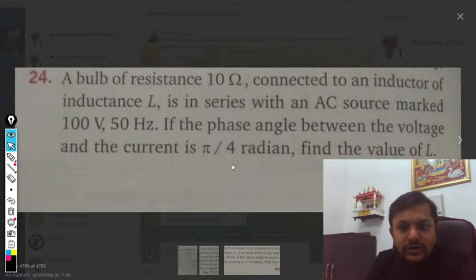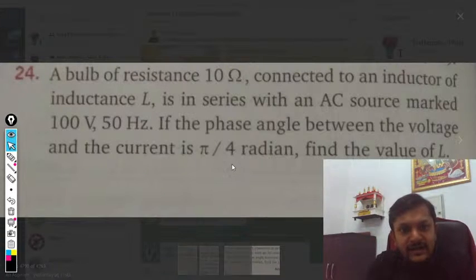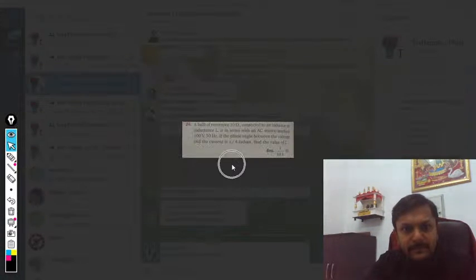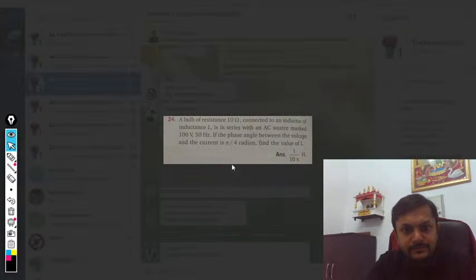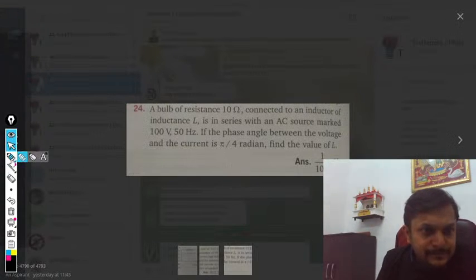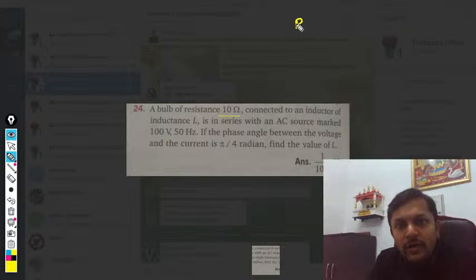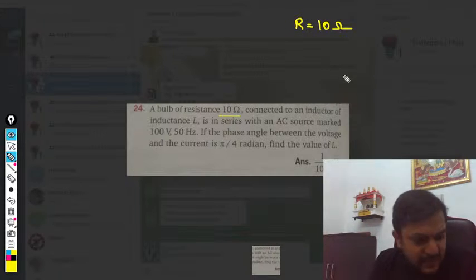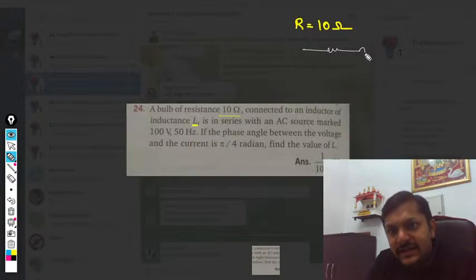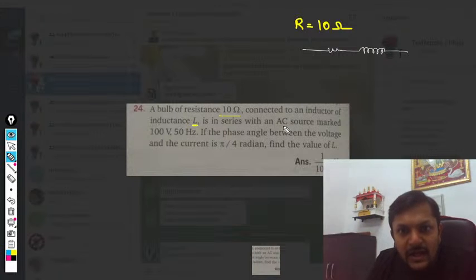Okay, so this is about inductance, and let us find it. A bulb of resistance 10 ohm connected to an inductor L. So what will be the circuit? The circuit will be like this. This is the resistance, this is the inductor, and in series with an AC source.